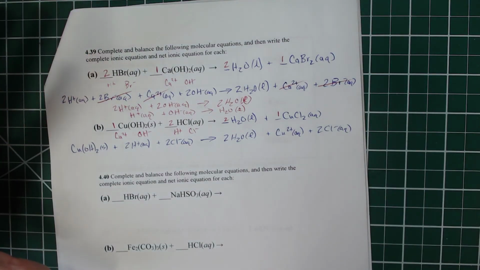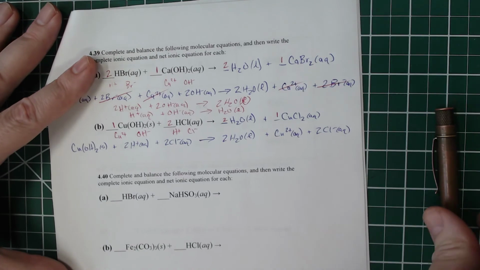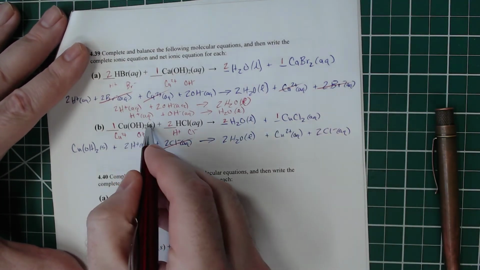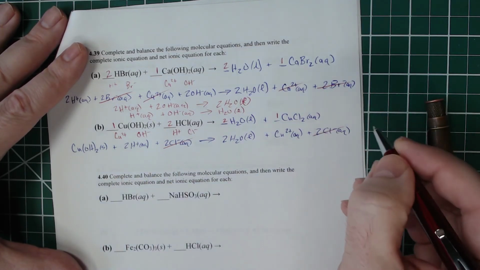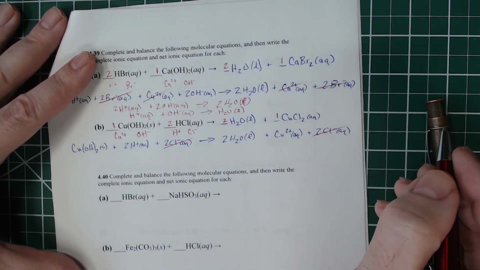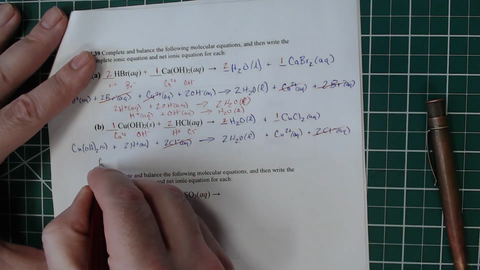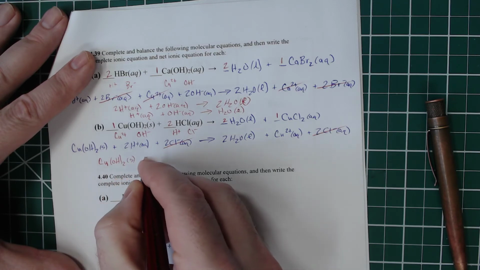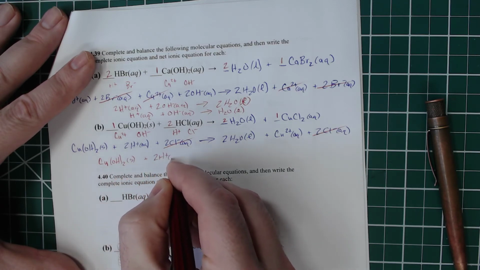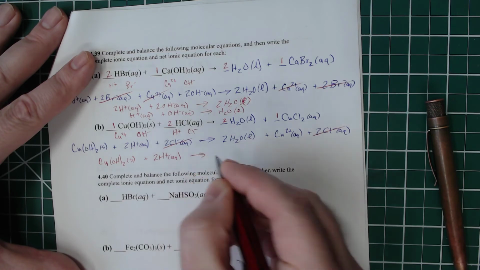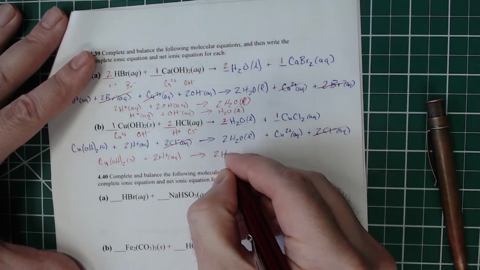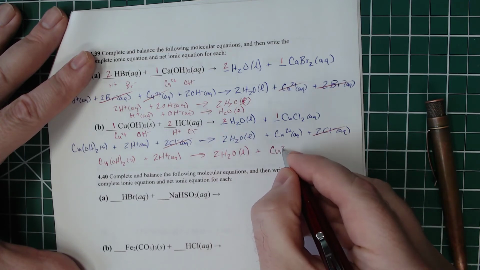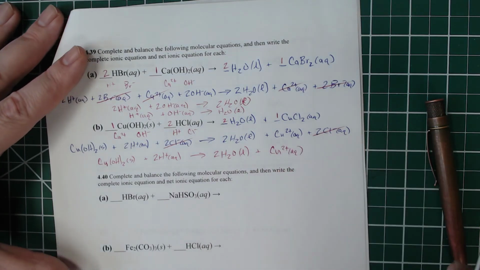All right, now that we've done that, we'll look for spectators. You'll notice that on this one, we only have one spectator. That's normal when we have these insoluble bases. So we only have one, and that's the chloride. And what we're going to be left with is Cu(OH)2 solid plus 2H plus AQ. On the product side, we'll get 2 H2O liquid plus copper 2 plus AQ.